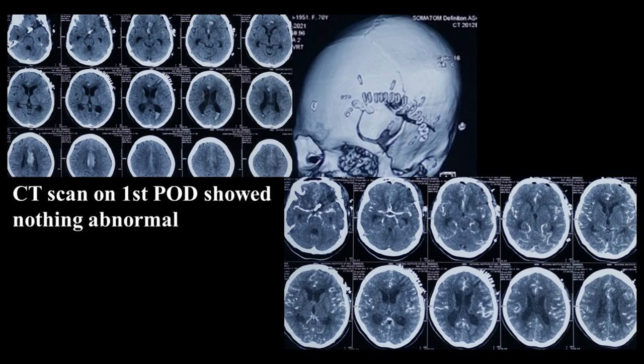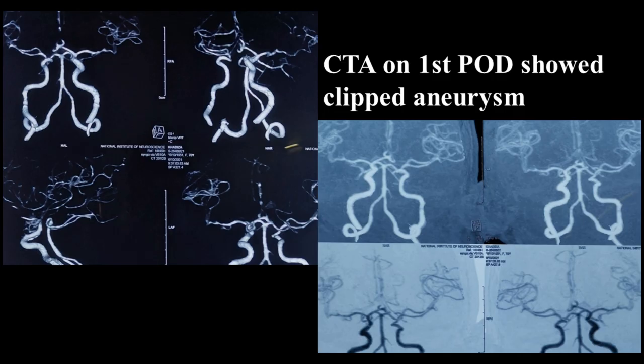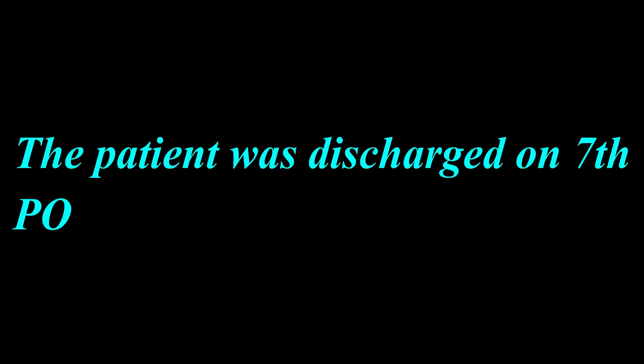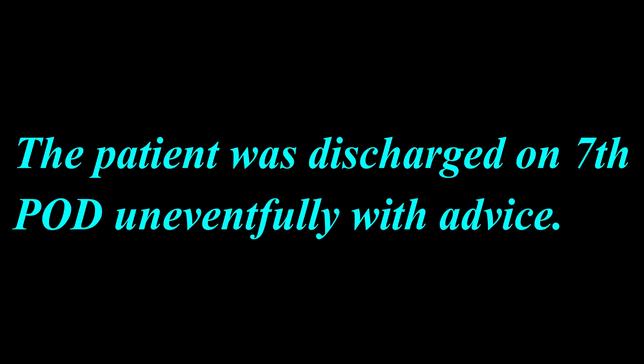CT scan on the first post-operative day showed nothing abnormal, with the hematoma on the corpus callosum the same as preoperative, and also some blood inside the ventricle. CT angiogram showed the aneurysm was clipped, and the patient was discharged on the 7th post-operative day with advice, uneventfully.